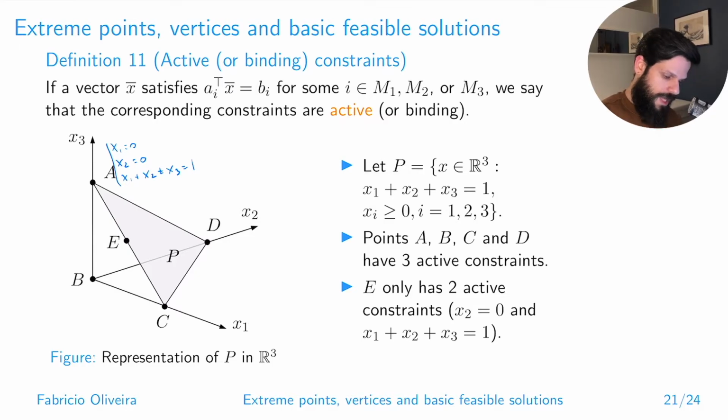I also have 3 active constraints for this point, this point, and this point. But notice that E is a point where only 2 constraints are active: the constraint associated with the hyperplane, x1 plus x2 plus x3 equals 1, and the constraint associated with x2 equals 0. So for this one, we only have x2 equals 0 and x1 plus x2 plus x3 equals 1.